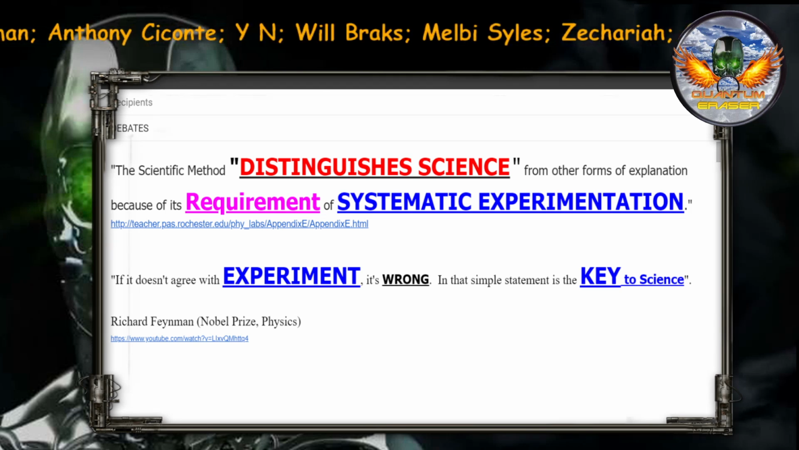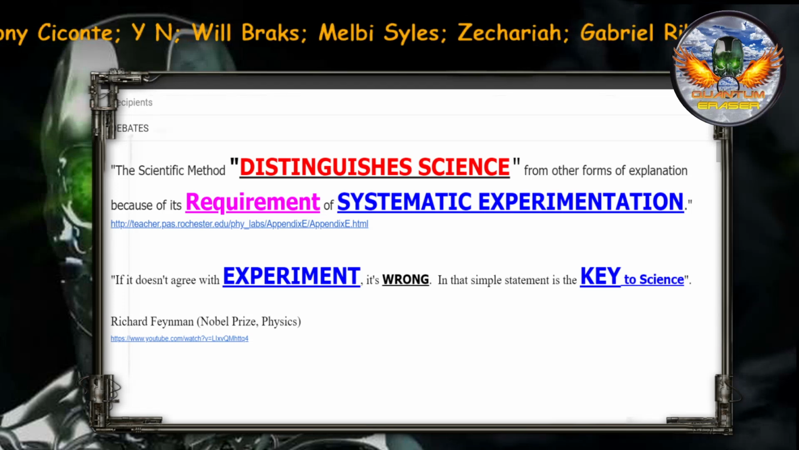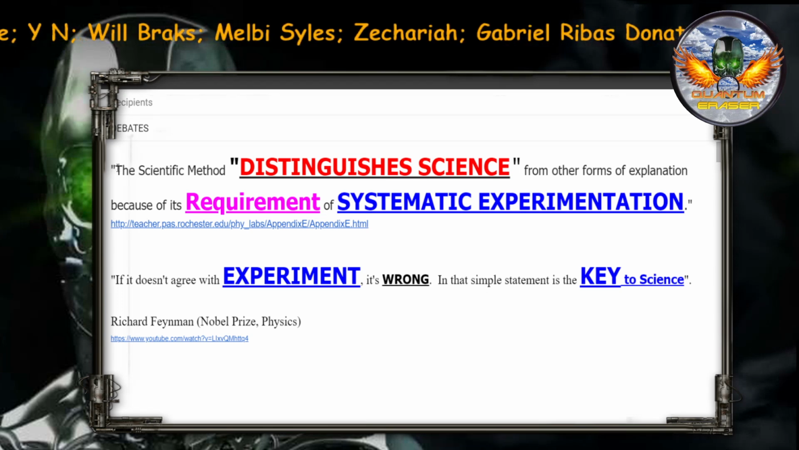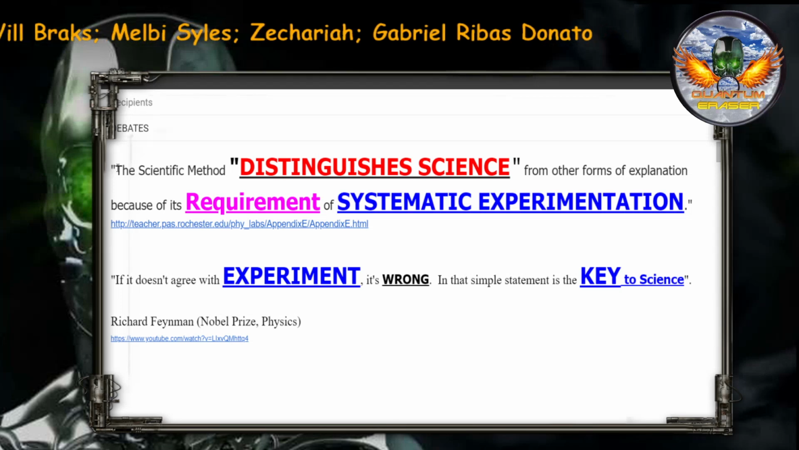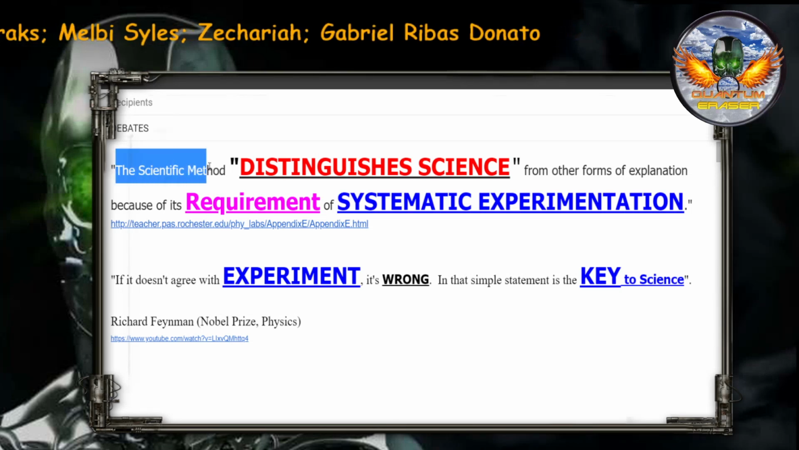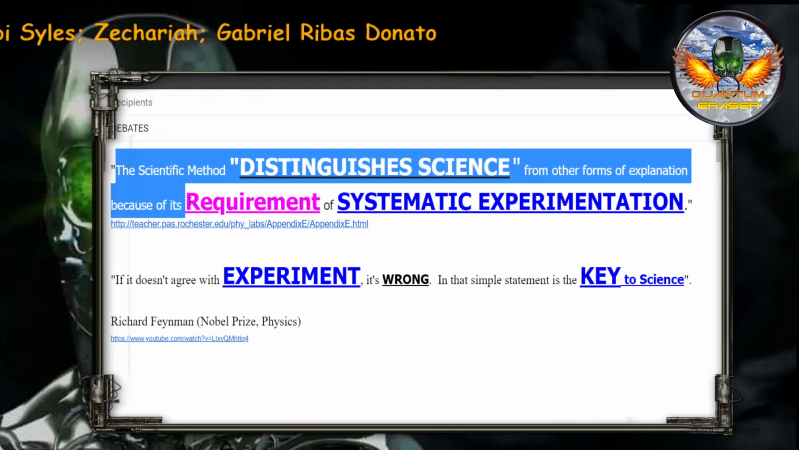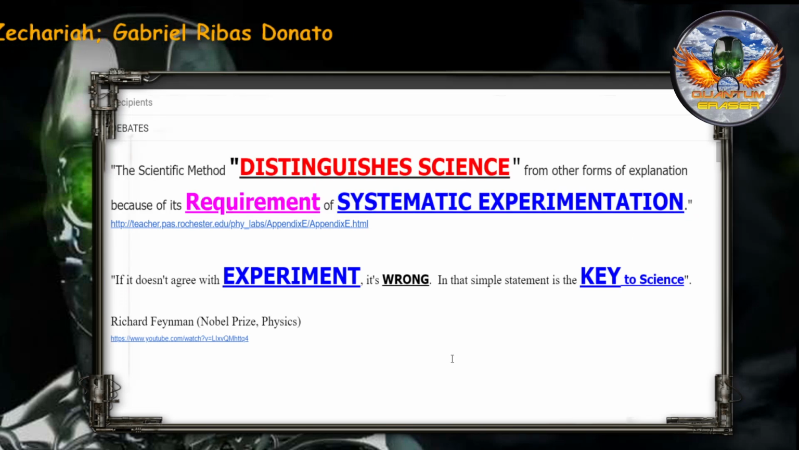So, I would like to direct everyone's attention to Flat Earth Arena text, which said you can conduct natural science without experiment. From the University of Rochester Physics Labs: the scientific method distinguishes science from other forms of explanation because of its requirement of systematic experimentation. That one kills you right there.